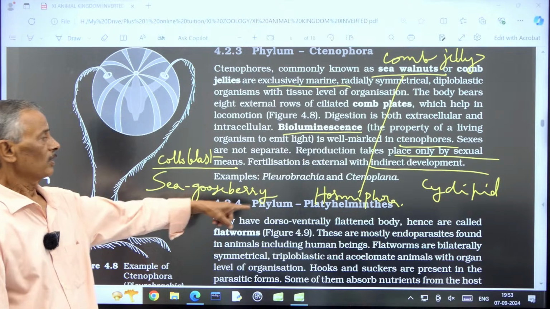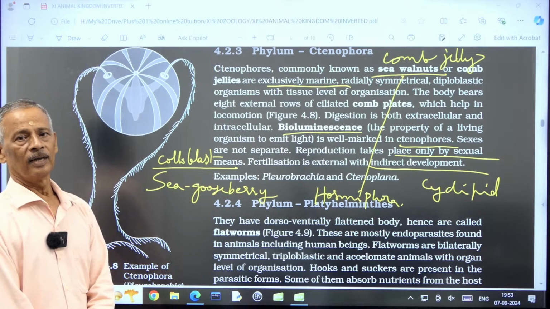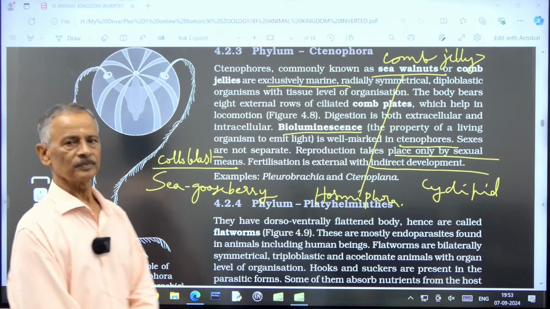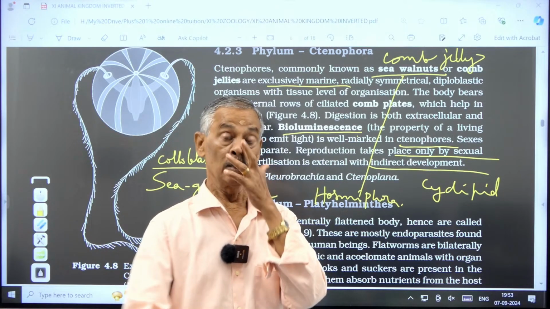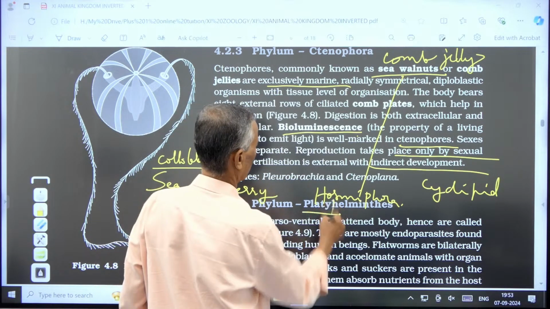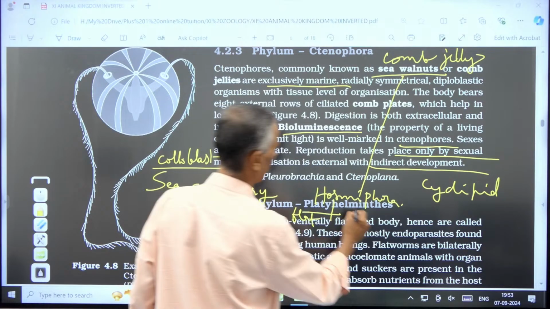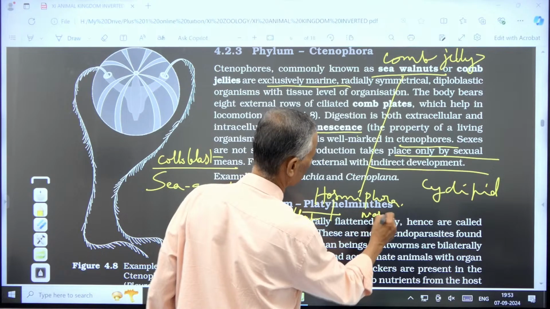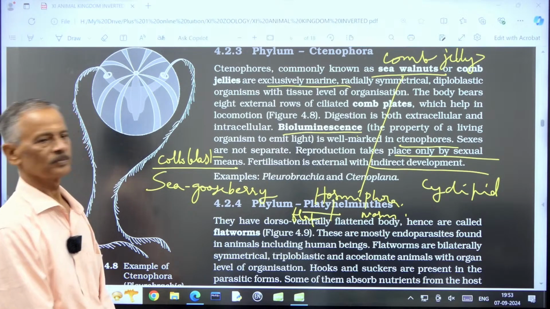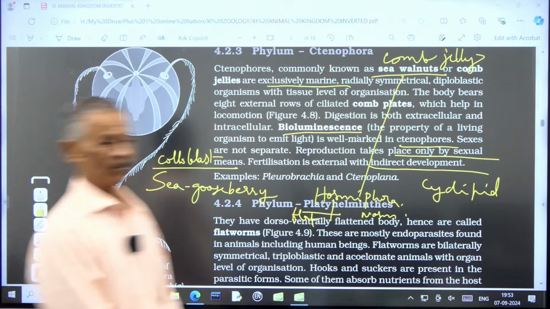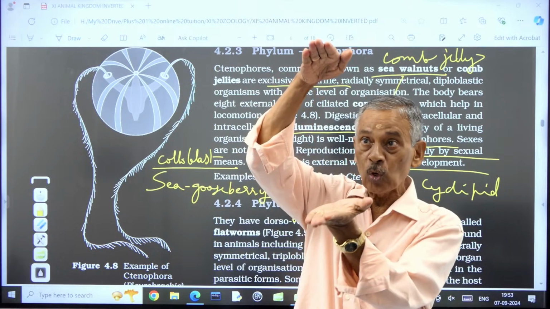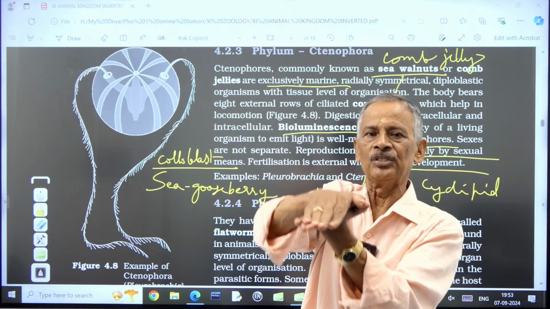And the first phylum is Platyhelminthes. What is the meaning of that term? Platy means flat, so it is flat. Helminth means worm. So simply we call them flatworms. Why are they called flatworms? Because their body is dorsoventrally flattened.